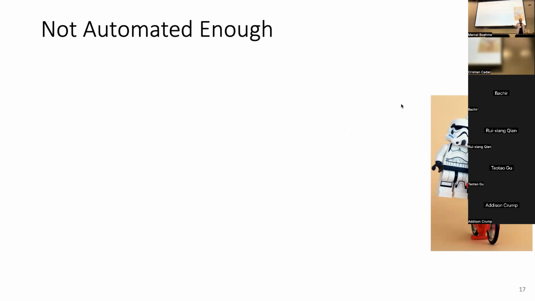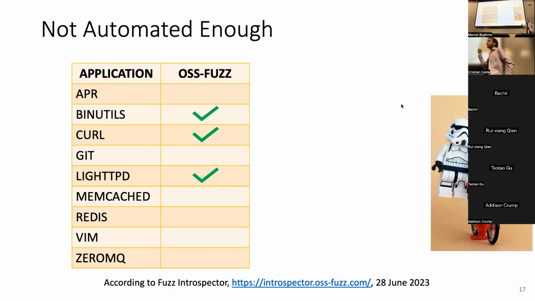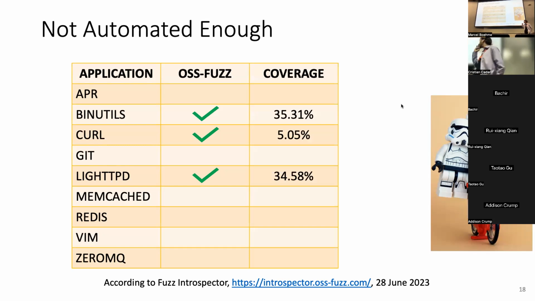And it might be surprising to say that, because whenever you say fuzzing, you say it's a fully automated technique, just generate random inputs. Well, if we look, for instance, at the 9 applications that I mentioned before, which I think you do agree are widely used, well-known applications, only 3 of them are integrated into OSS Fuzz, all right? And in fact, if you look into the coverage results achieved for the 3 applications, you're going to see that OSS Fuzz gets around 35% for BUTILS and Lighty, and only 5% for Kerr.